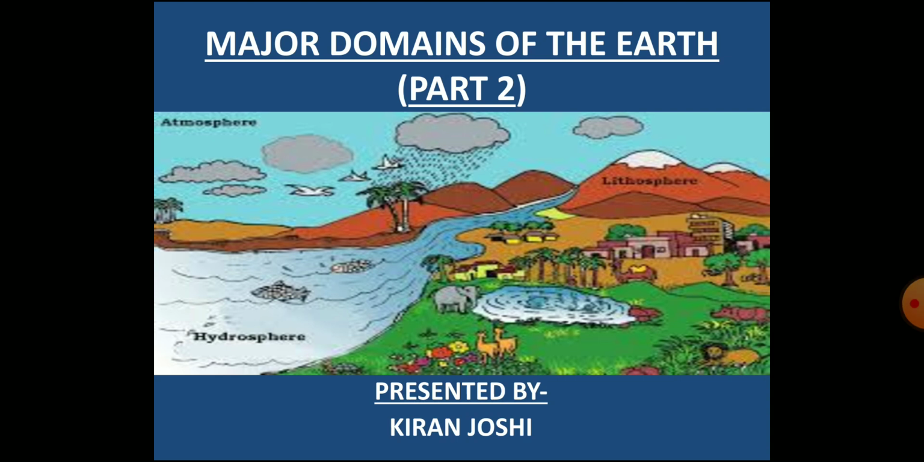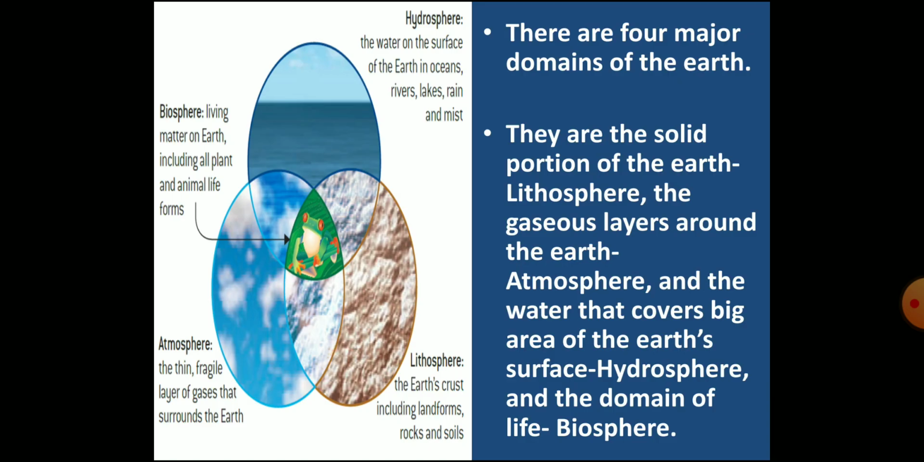Children, here I am presenting the second video of class 6 geography, chapter 5, major domains of the earth. In the first video of this chapter, we learnt that there are four major domains of the earth. They are the solid portion of the earth, lithosphere, the gaseous layers around the earth, atmosphere, the water that covers big area of the earth's surface, that is hydrosphere, and the domain life, that is biosphere. And we learnt about lithosphere in detail. Now in this video we'll learn about the remaining three domains of the earth.